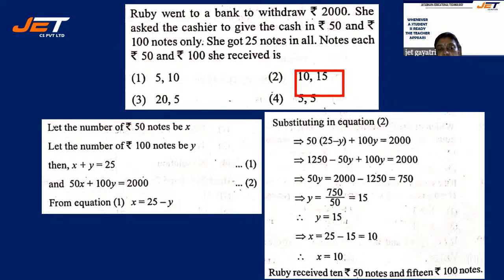So X plus Y is 25. Okay, the other one, 50 into X plus 100 into Y is equal to 2000. Right? So when you solve this, you get the value of X is 10, Y is 15.